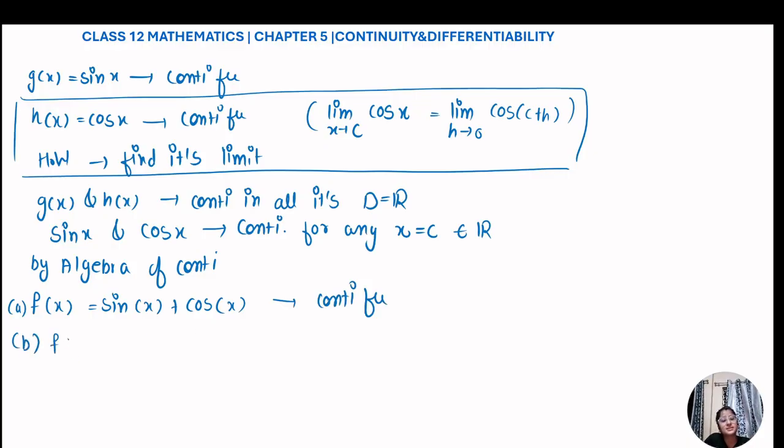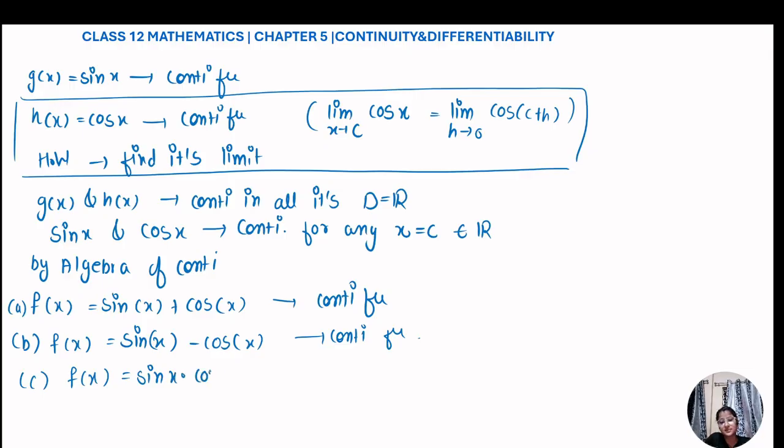Similarly, b, that is nothing but f of x equals sin x minus cos x. Using the same algebra, it is also continuous. Now you can, I think, go for your c also. It's very easy for you. You can also think that f of x is defined as sin x multiplied by cos x. We use the product rule of continuity. This is continuous, this is also continuous at x equals c, so its product is also continuous, so this is also a continuous function.